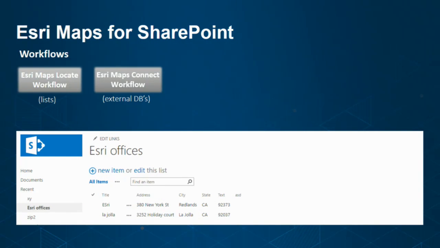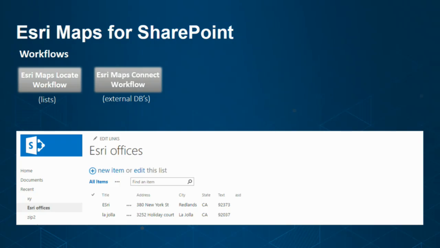So this is just kind of showing you an example of what a list is. And so we're talking about these workflows going on behind the scenes. I've got 2 rows in this list. I've got one titled Esri with an address of 380 New York Street, Redlands, California. That's where I work. And we also have a La Jolla row showing its address and city and state.